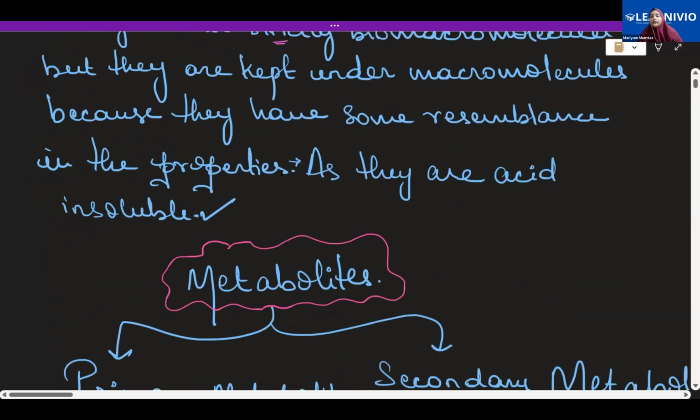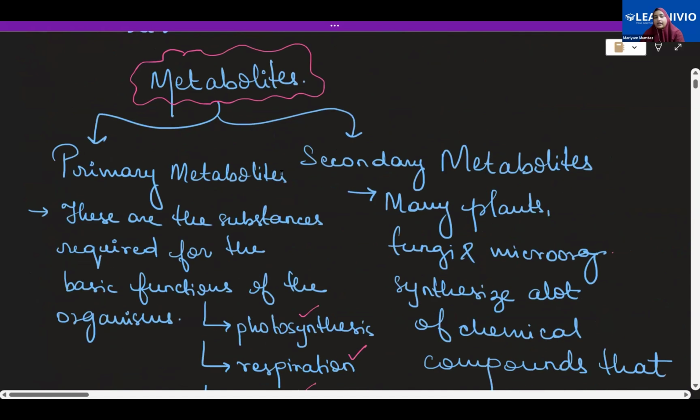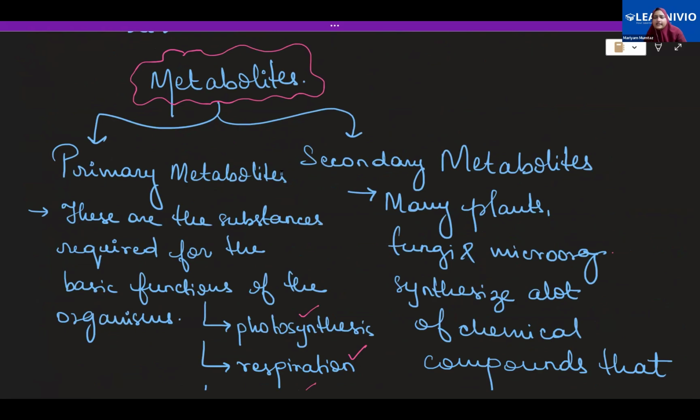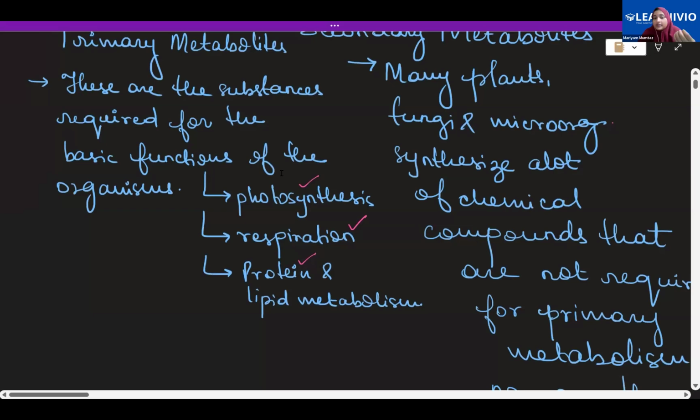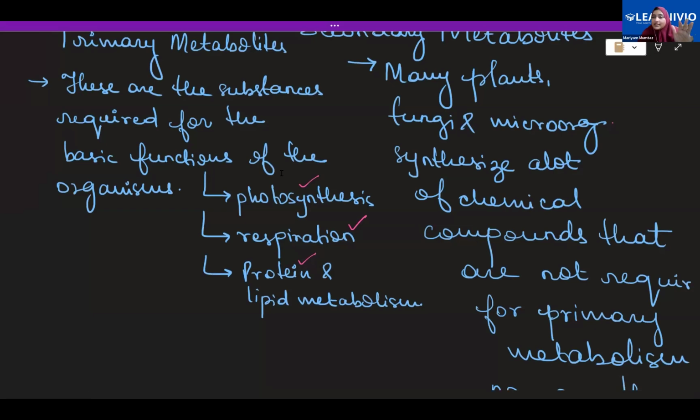Now, talking about metabolites. Metabolites are those molecules that are produced by the plants. For example, there are two types of metabolites, primary and secondary metabolites. When you talk about primary metabolites, these are the most basic, the most important substances that a plant cannot live without. These are the molecules that are required for the basic functions such as photosynthesis, respiration, protein and lipid metabolism. This is the most important component.